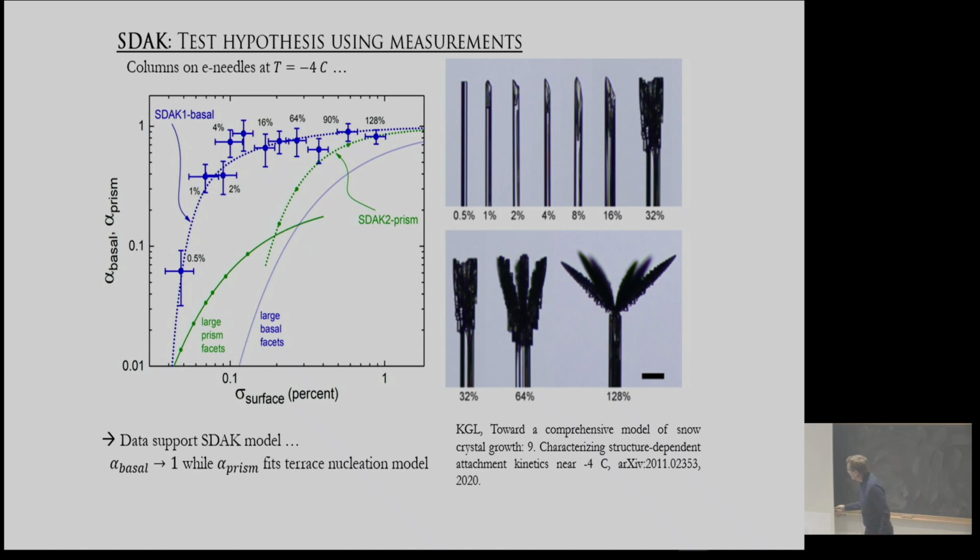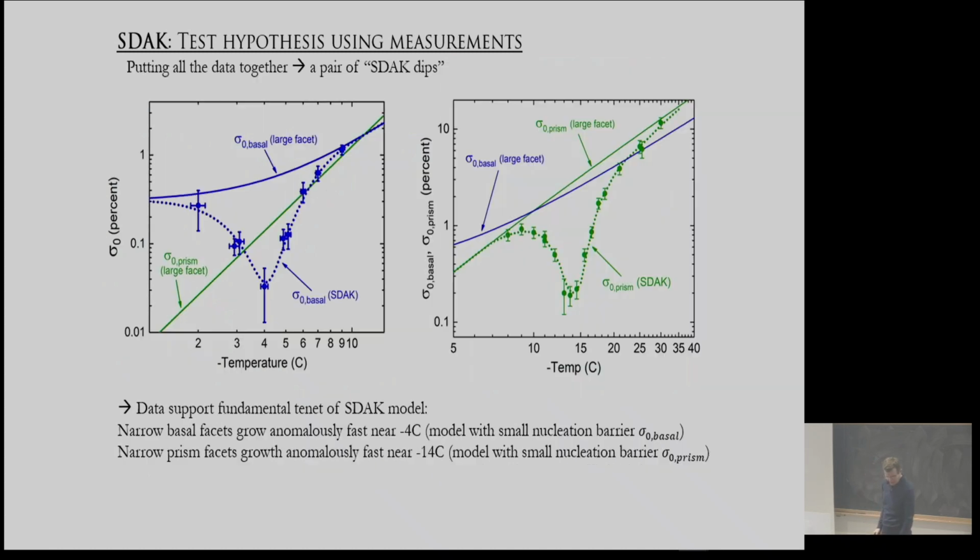The model's a little harder because of that A not being equal to 1, and I'm certainly not going to go through a lot of details on that. But it again sort of fits. When you look at the basal surfaces, it goes to 1, like it should. And you put it all together, do this at all different temperatures. We love taking data. And you get what I call a pair of S-stacked dips.